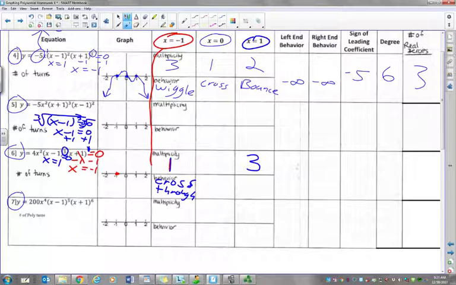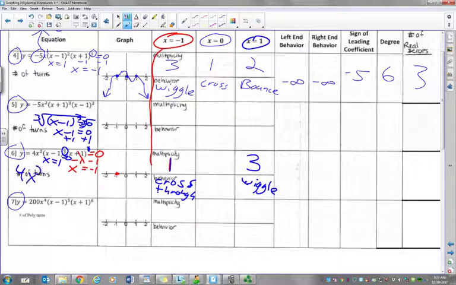Okay, so multiplicity of 3. Do you guys remember what multiplicity of 3 is? Do you remember, Kylie? Do you remember, Misty? Yeah, good job. Wiggle. So that means you're going to cross through it, but it's more like a wiggle through it there. That's a fun shape.